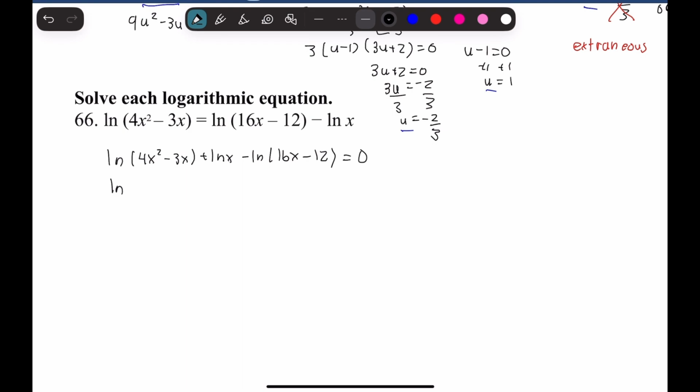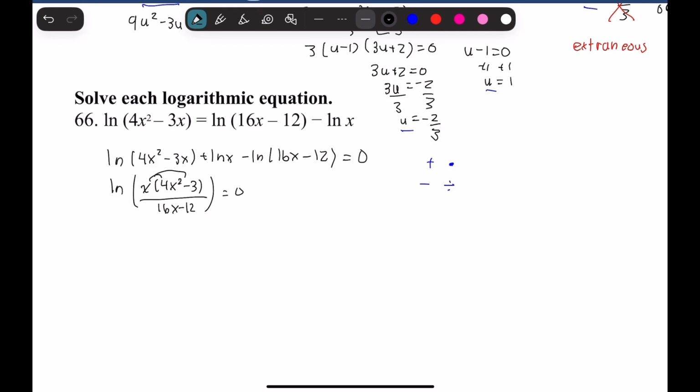So the first thing we can do is remember that plus is basically like multiplication, subtraction is basically division, if you remember our log rules. So what we're gonna do is multiply all the things that are being added here. So we're gonna do x times 4x squared minus 3x. Then we're gonna divide that by the thing that we're subtracting here, which is 16x minus 12. Right there, nice and neat looking. That's gonna be 0.